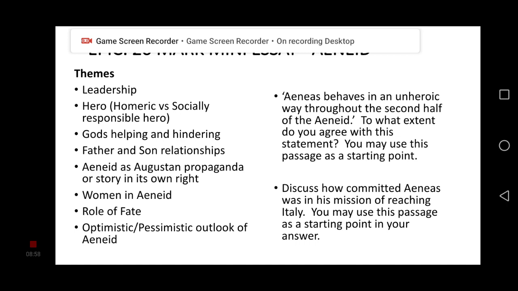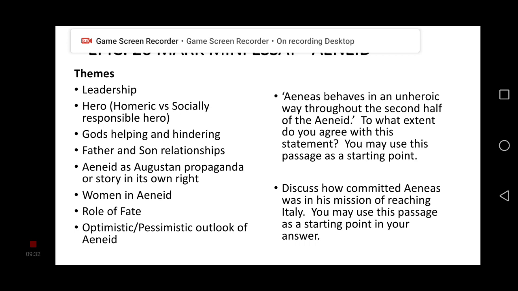The Aeneid is Augustan propaganda. We've had several passages which are very subtly propaganda, and we've got others that are overt, such as Jupiter's prophecy in Book 1. Women in the Aeneid. So we're going to look at powerful women such as Dido and Camilla, or less powerful women, such as the Trojan women in Book 2, who are pretty desperate at the palace, clinging to their altar in the courtyard. The role of fate.